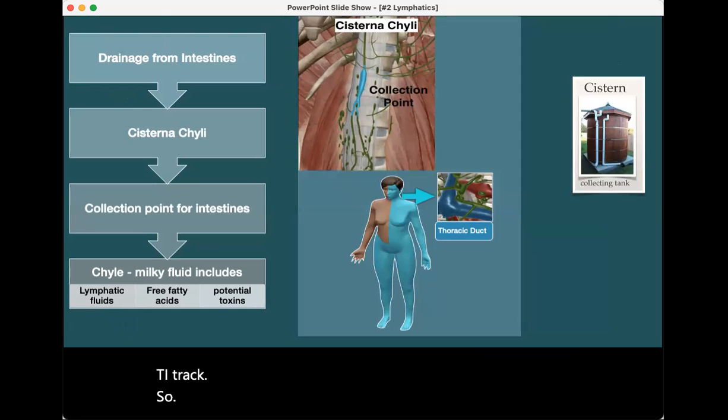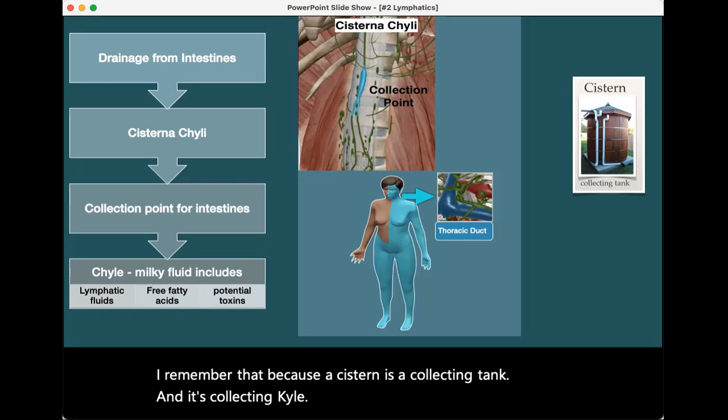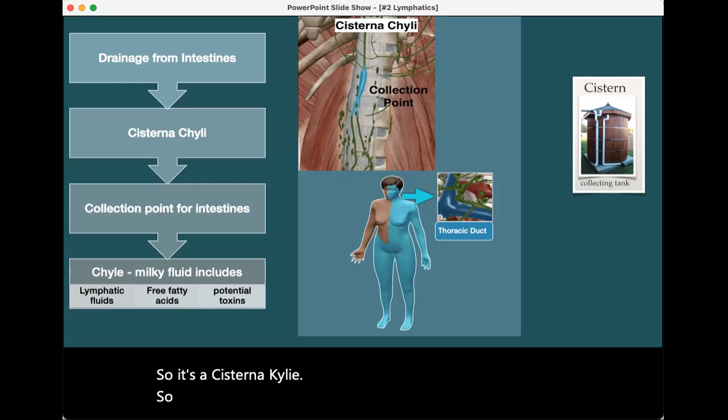So there's so much that's coming from the GI tract that there's actually a collection point right here in the thoracic, right, the thoraco-abdominal vertebra. And this collection point is called the cisterna chyli. I remember that because a cistern is a collecting tank, and it's collecting chyle. So it's a cisterna chyli. This chyle is a milky fluid. It contains lymphatic fluids, free fatty acids, and then of course some potential toxins.